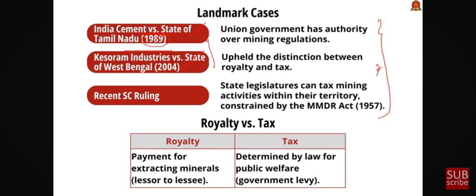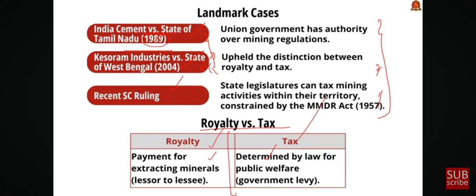And the recent Supreme Court ruling stated that state legislatures can tax mineral activities within their respective territories, constrained by Parliament's Mines and Minerals Development and Regulation Act 1957. This is what the recent Supreme Court ruling is about. Here you might have a doubt: what is the distinction between tax and royalty? Royalty is a payment made by the mining lessee to the lessor for the right to extract minerals, while tax is determined by law and can only be levied by public authorities to fund welfare schemes and public services. This is the major difference between royalty and taxation.